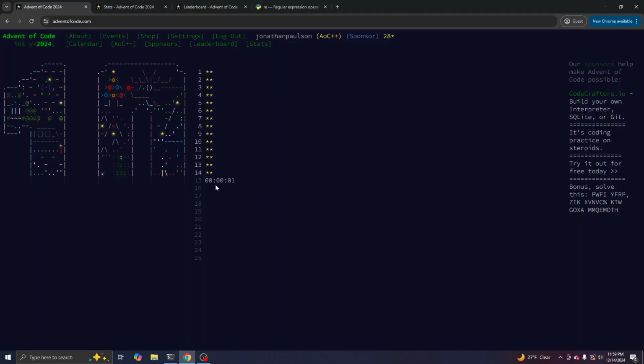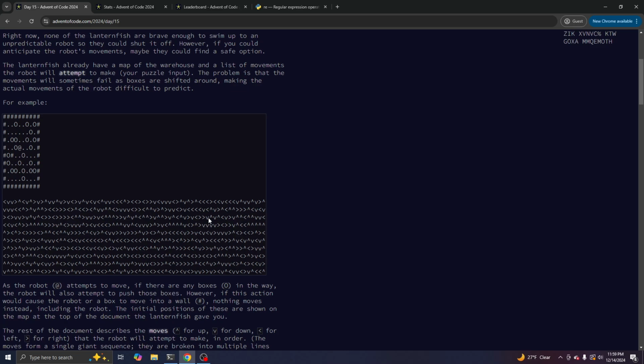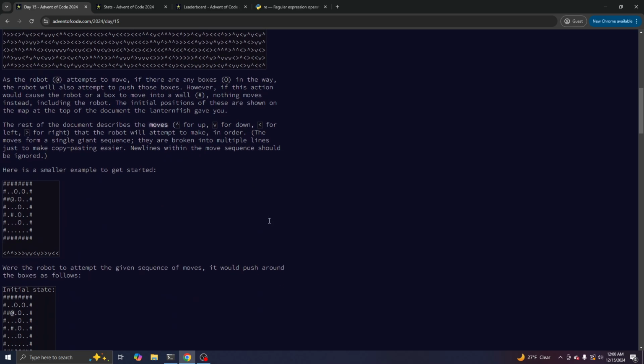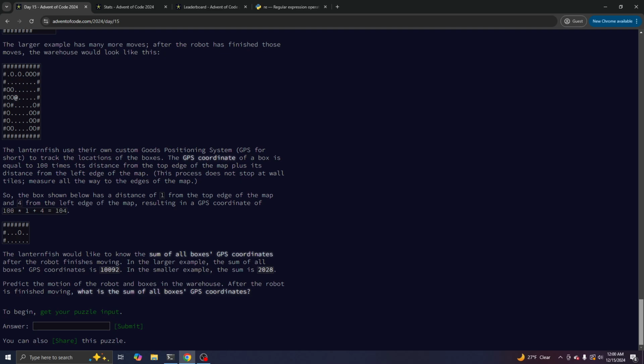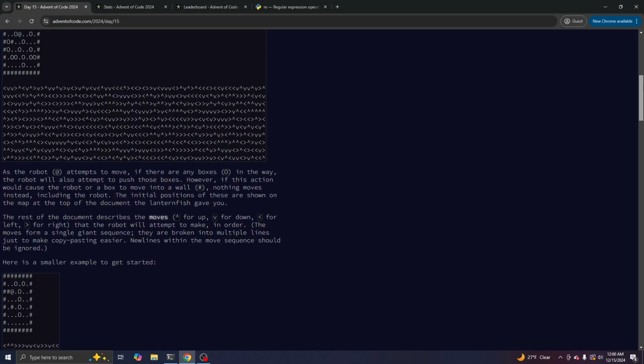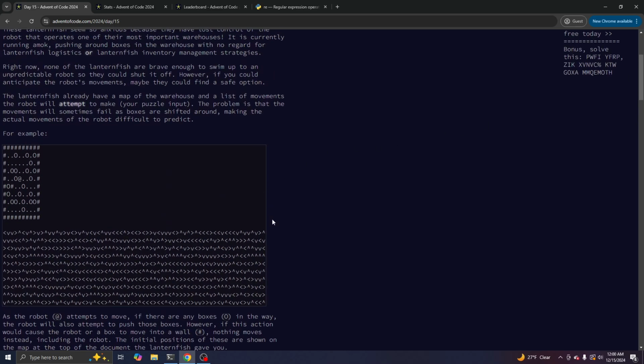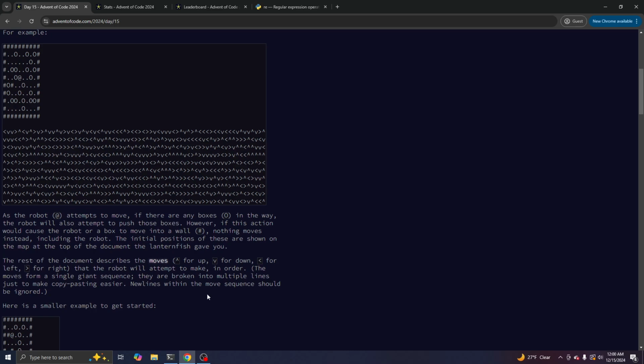All right, day 15. We have a grid and some instructions, and you want to know the sum of the coordinates after it moves, and there's a robot that's gonna move and multi-push boxes, presumably.